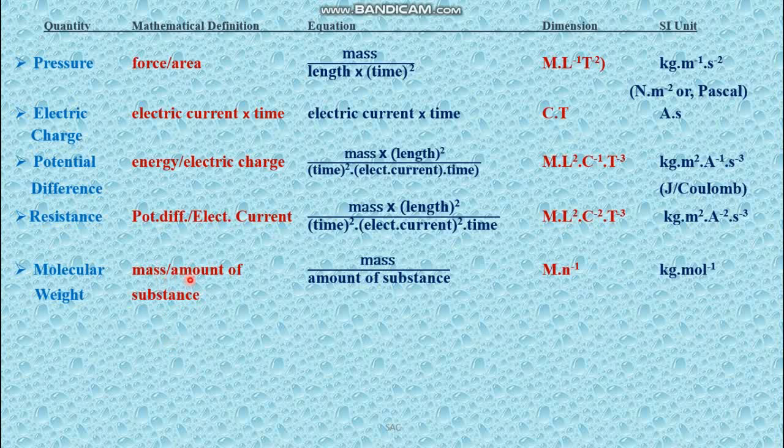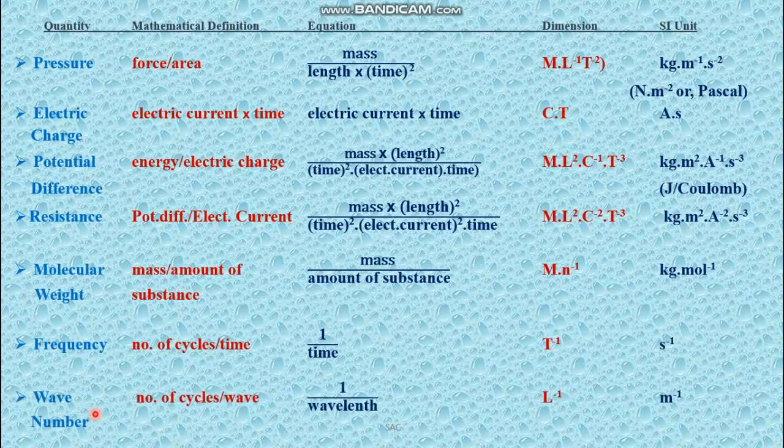So when mass is divided by amount of substance, that means in the equation, in the numerator you have mass, and in the denominator you have amount of substance. Then you will get the dimension capital M into small n inverse. So the unit should be kg per mole. Very simple. Now frequency is number of cycles per unit time. By means of equation it is time inverse. So T to the power minus 1 is the dimension, and second inverse is the unit.